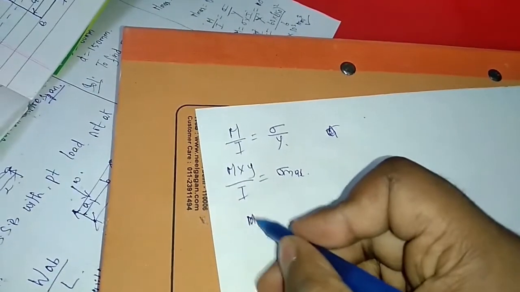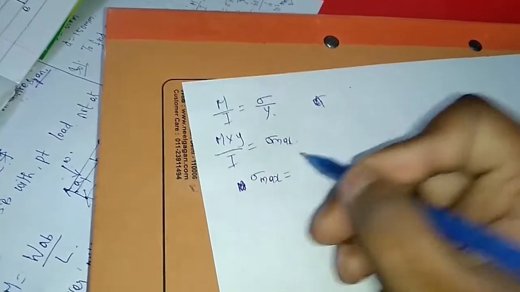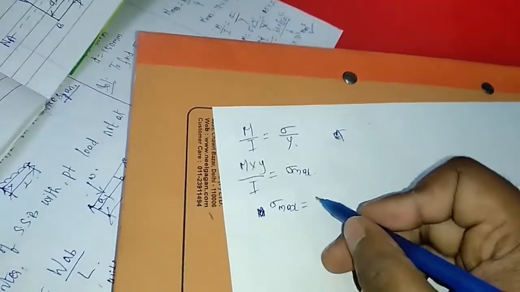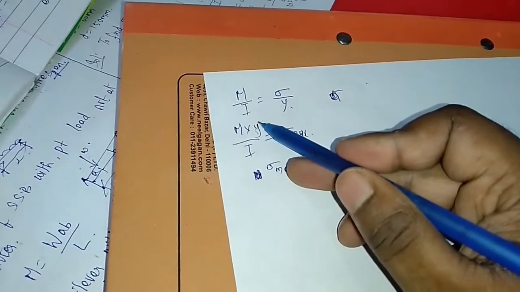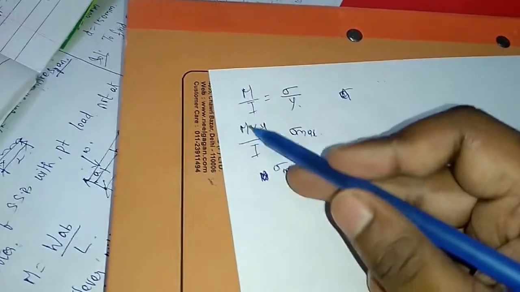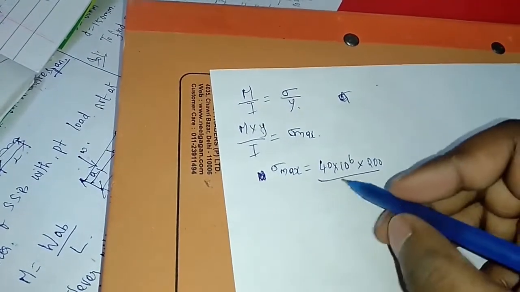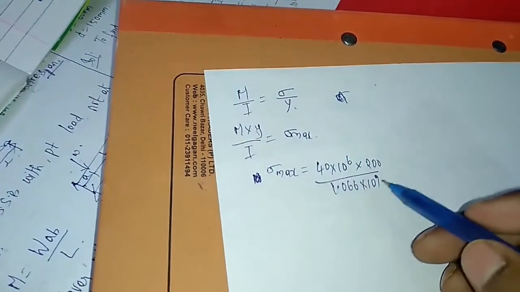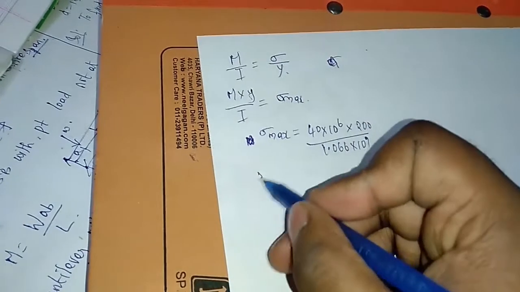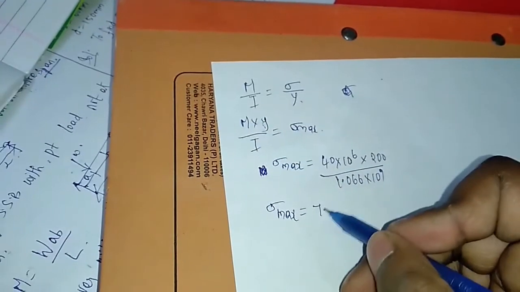So maximum stress is equal to, what is M value? Substitute this formula, 40 into 10 power 6, substituting all in millimeter, because your Y value is in millimeter. You can change it to meter, then you can substitute in meter, but millimeter is very simple. So your Y value is 200 divided by I value, 1.066 into 10 to the power of 9 millimeter to the 4. So your maximum bending stress is nothing but 7.5.